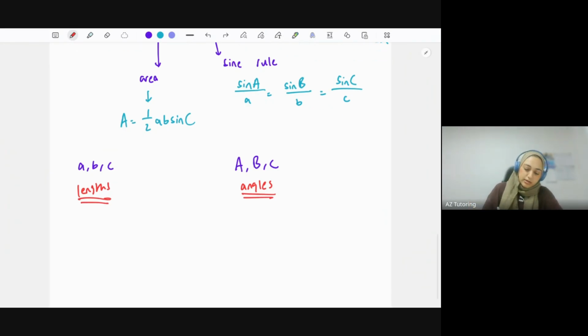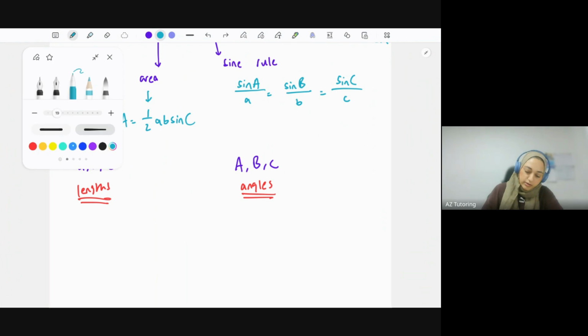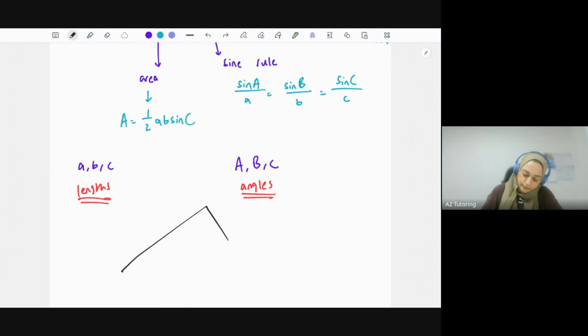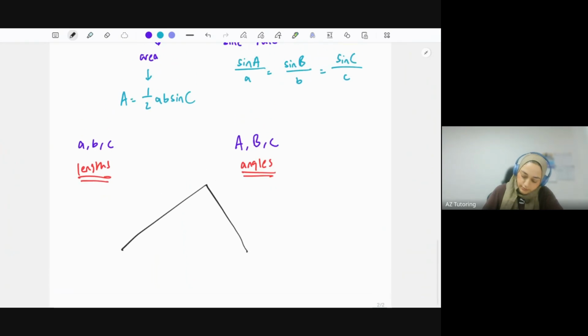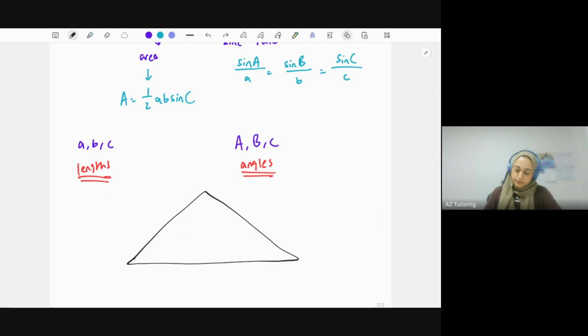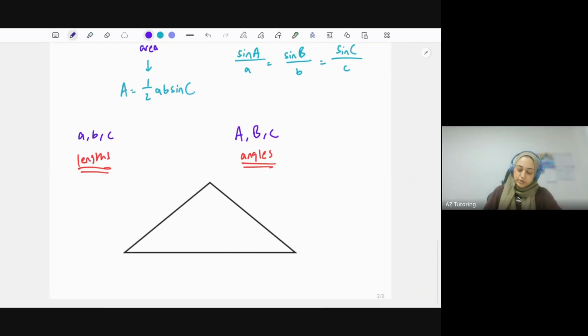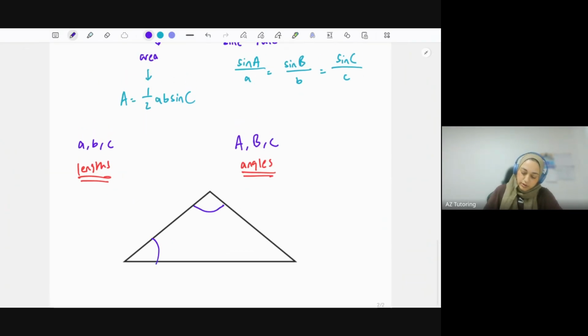So let's get a generic triangle. Okay, here's my, it's terrible, 2 seconds. Okay, there's my non-right angle triangle. Now we're going to have three angles, which we can see here. And the angles have to be capital letters. So I'm going to say that's A, B, C.